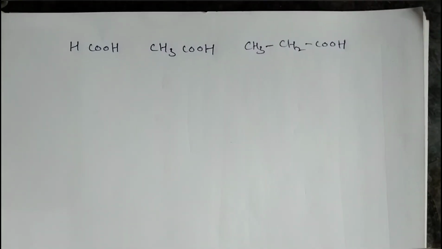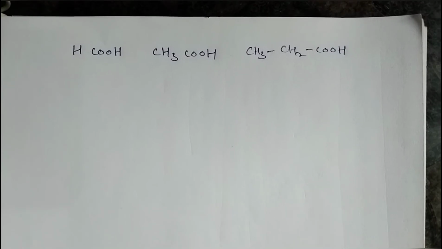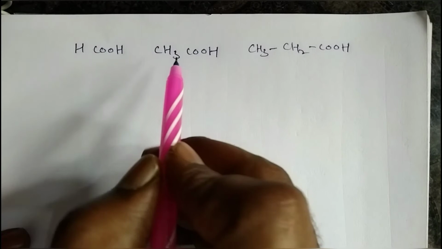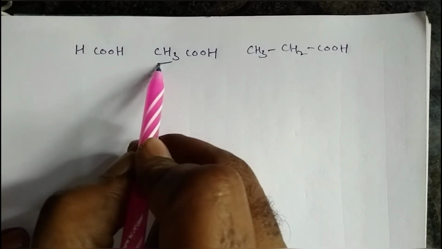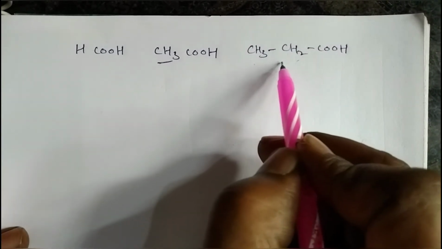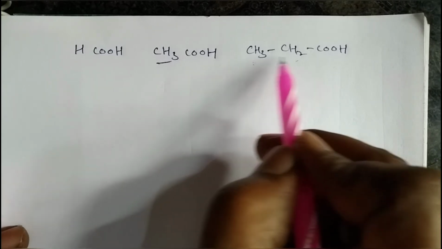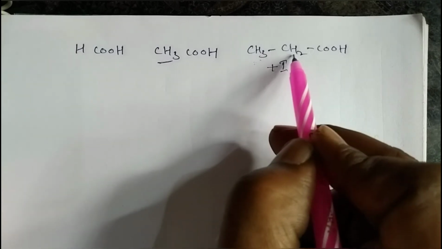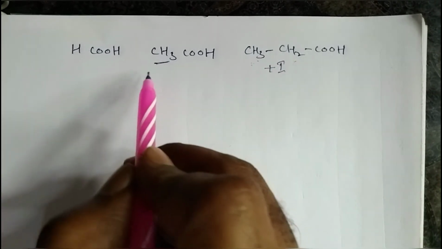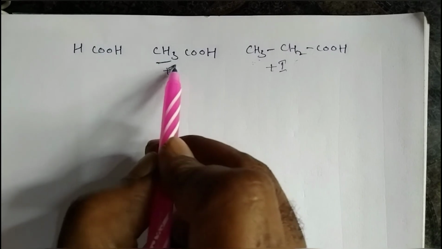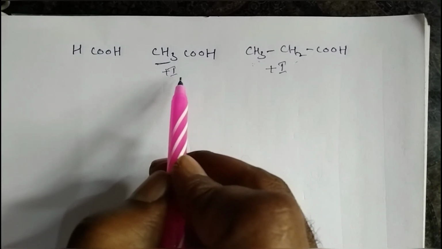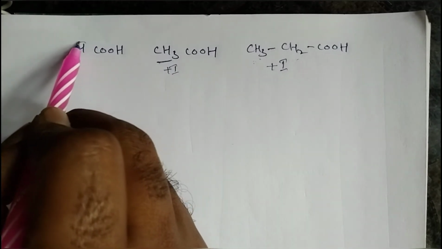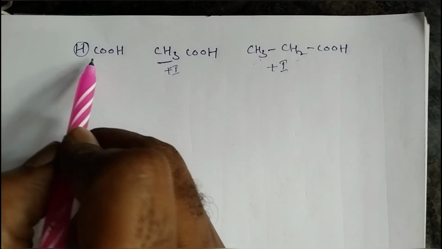So here, which is more acidic in nature? To find out the acidic nature, first we have to see plus I effect and minus I effect. Here one methyl group is present and here two methyl groups are there. As the number of methyl groups increases, plus I effect increases. Plus I effect always decreases acidic strength, and because of hydrogen, acidic strength increases.